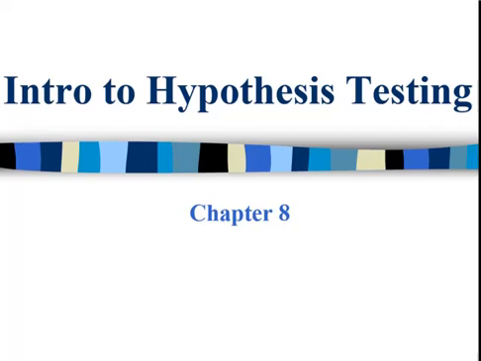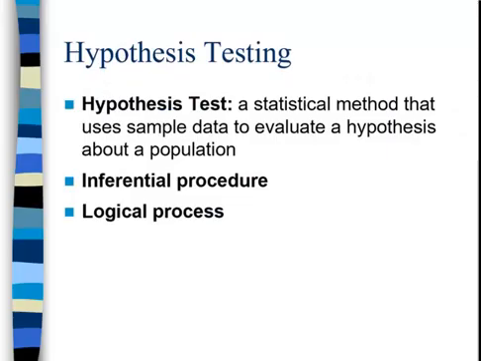And we're eventually going to transition to asking questions about whether 2 or more group means are significantly different than one another, right? That'll get more complicated. But from here all the way until the end of the semester, we're going to be employing a tool that we call hypothesis testing. It's a statistical method that uses sample data to evaluate a hypothesis about a population, right? It's an inferential procedure. It allows researchers to use sample data to make inferences about a population of interest.